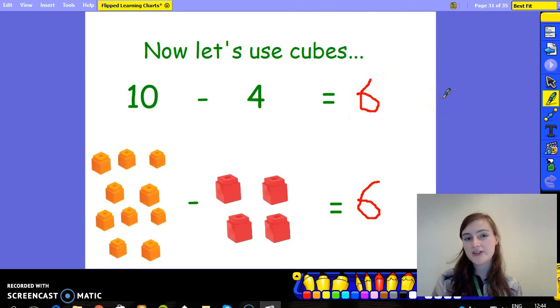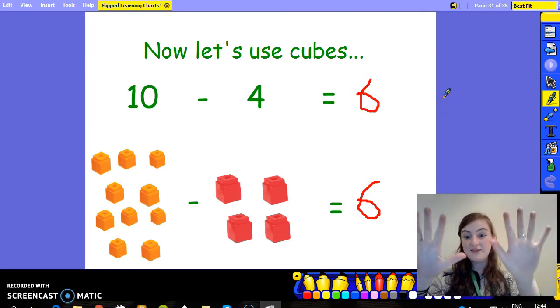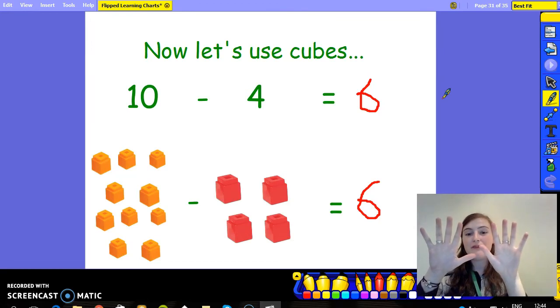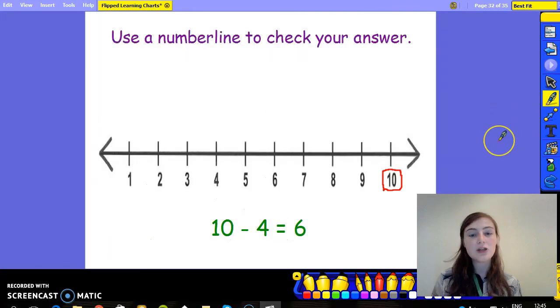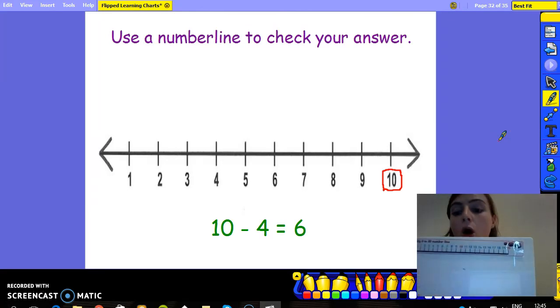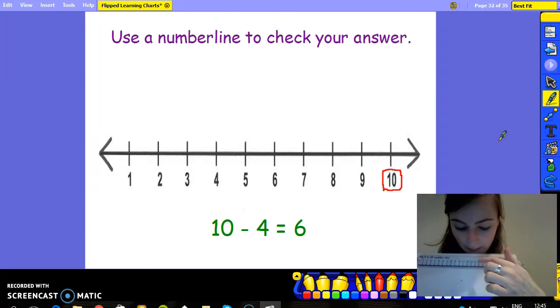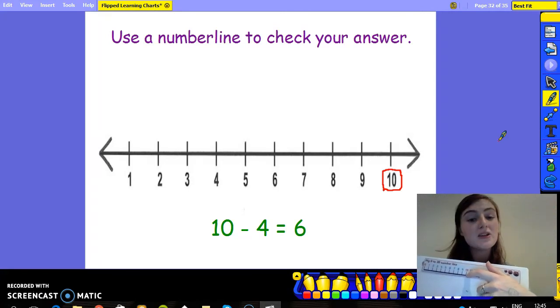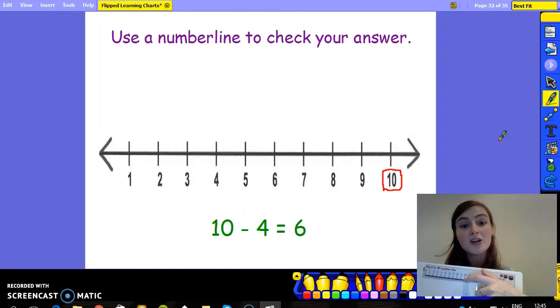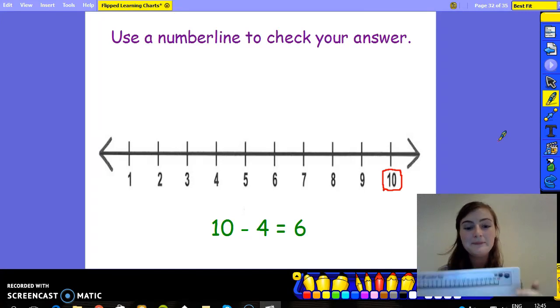Let's use our fingers to check the answer. 10 fingers. Let's take away 4. 1, 2, 3, 4. How many fingers do we have left? That's right, we've 6. Just to make sure, can you pause the video and check using the number line? Always start on the biggest number in the number sentence and count backwards because we are taking away, which means our numbers are getting smaller.